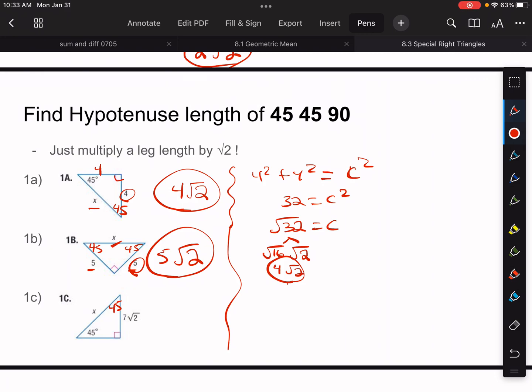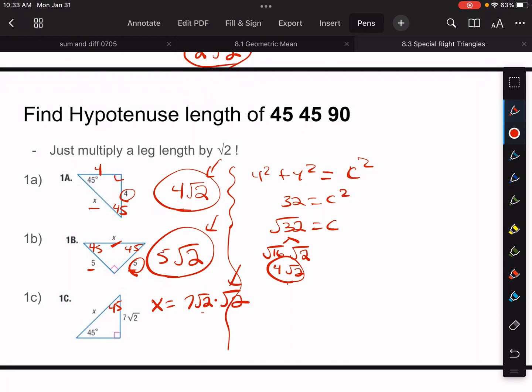Now, 1c is a little more challenging. Okay, so we know that x is equal to the leg of this 45, 45, 90, which is 7 root 2, times root 2. That's what we've been doing all along, we've been multiplying by root 2. We're going to do the same thing here.